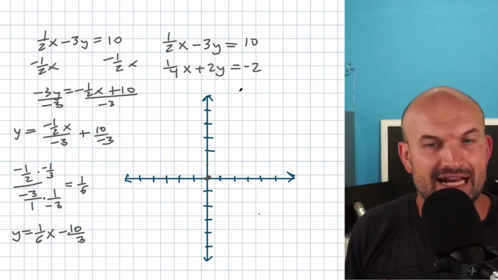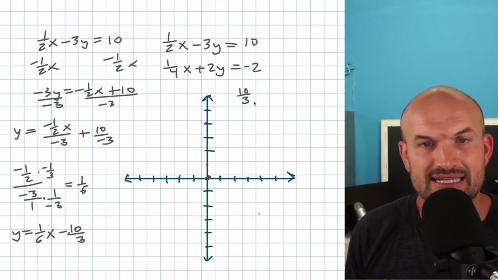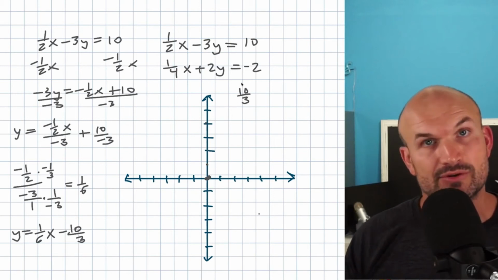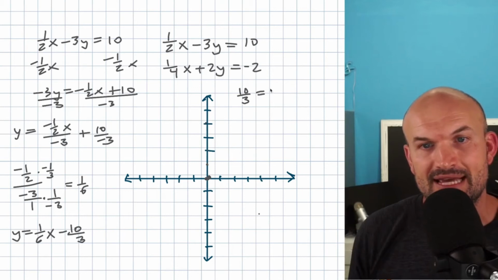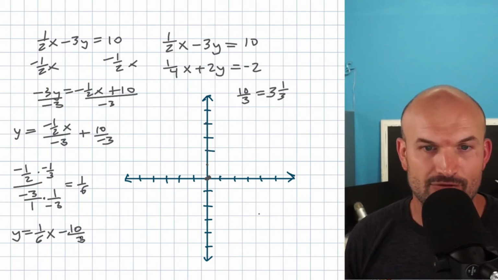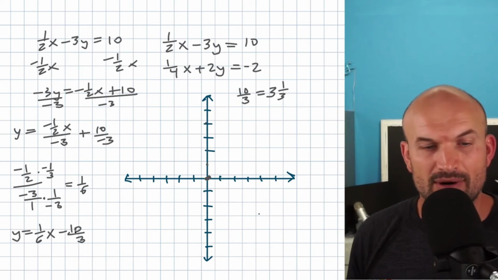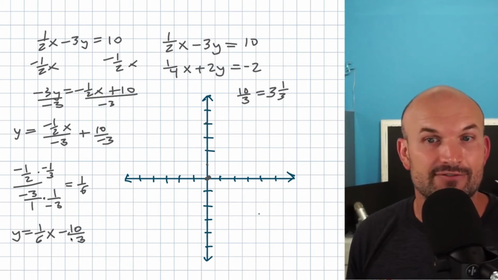Now forget about the negative for a second. Let's just do 10/3. How many times is 3 divided into 10? Well, 3 times 3 is 9, right? And then we have a remainder of 1. So 10/3 is the same thing as the mixed number 3 1/3. I'm not going to use that for my slope-intercept form, but it helps because if I want to find my y-intercept, that's a -3 1/3.